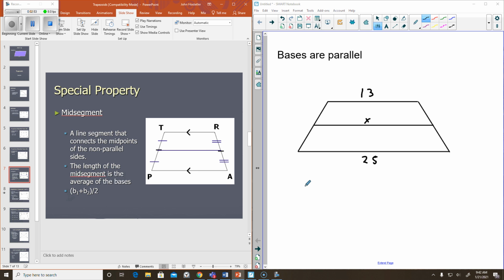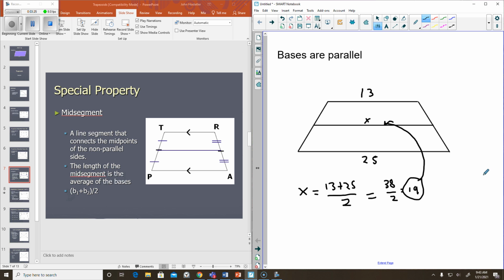What you do is you add your bases together. So like over here you would do 13 plus 25, and then you would divide that by 2. What that does is that gives you the midsegment, which is the half basically. It's like the average, okay? And so 13 plus 25 is 38. Divided by 2 is 19. And so that means that x is equal to 19.